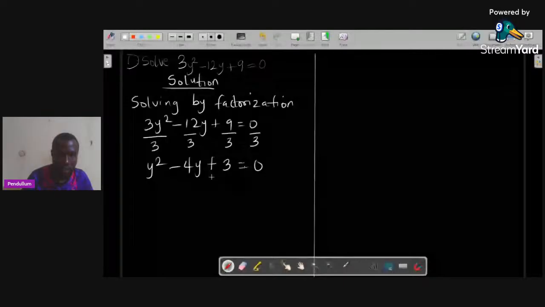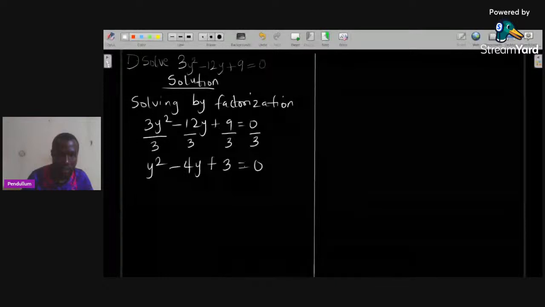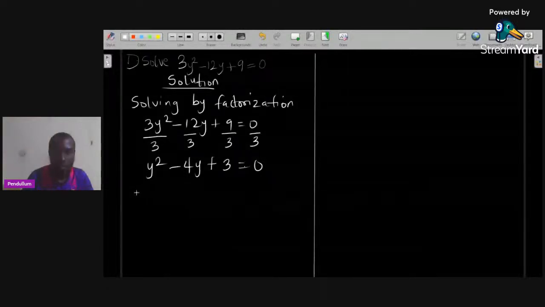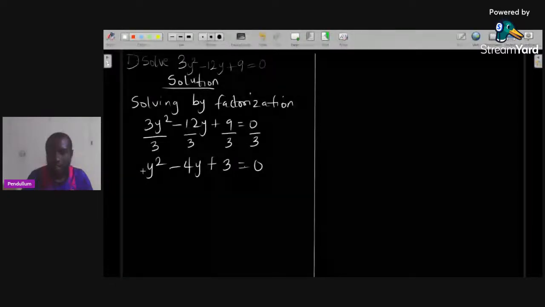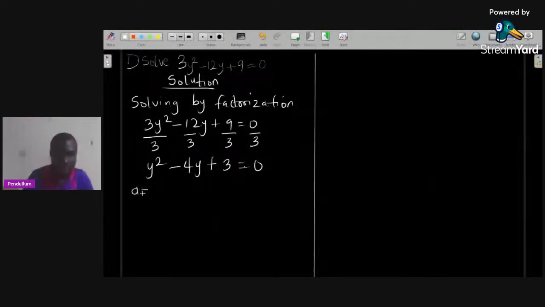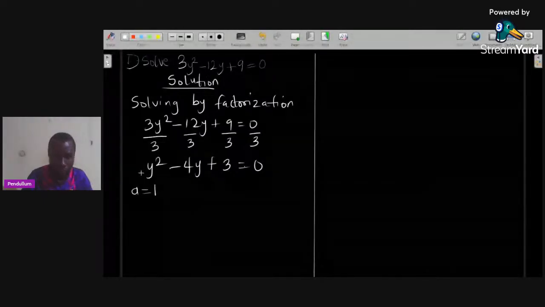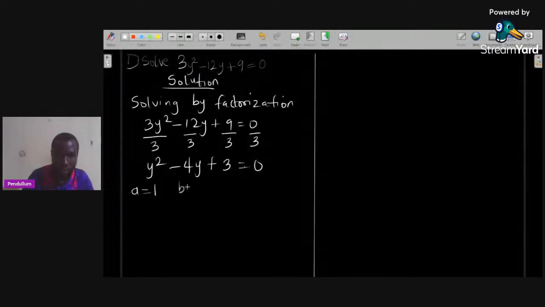Alright, so we continue. Now, for factorization, you multiply the coefficient of y squared, which is 1, by this 3 here. If you remember your quadratic equation, you know that here a is equal to 1. A is always the coefficient of y squared. B is minus 4, always the coefficient of y, and C is 3, the constant.